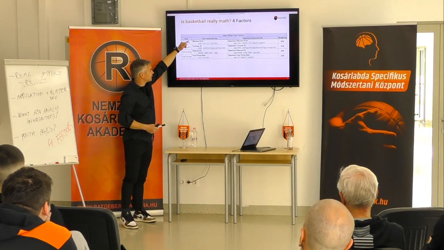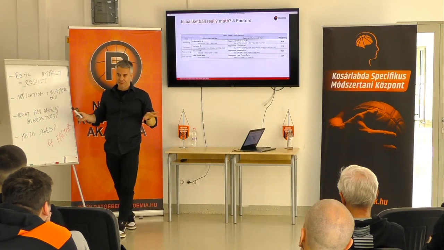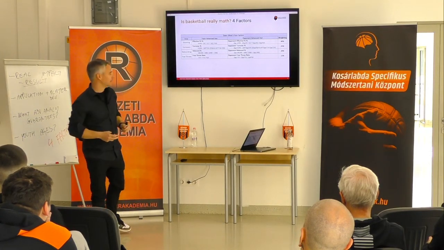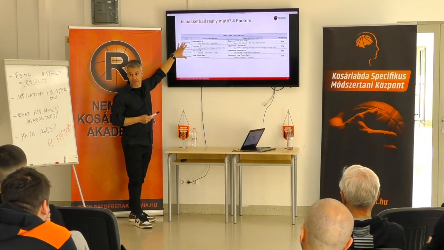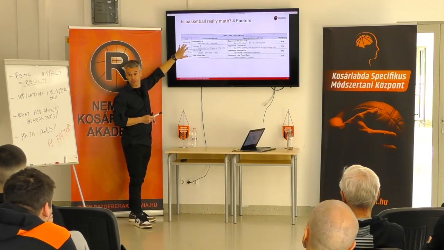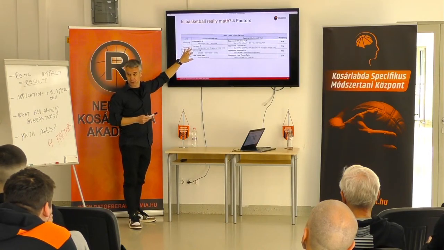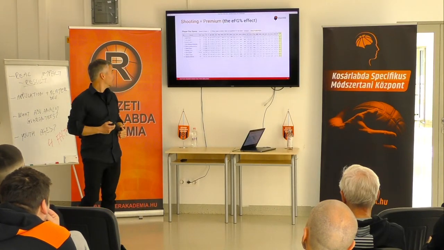Okay, these are the formulas for the other things. You don't need to memorize them, you need to understand them. We will go through them differently. But the key point is that anything that happens on the basketball floor can be measured by one of these four numbers. There is no event that cannot be measured by these numbers.